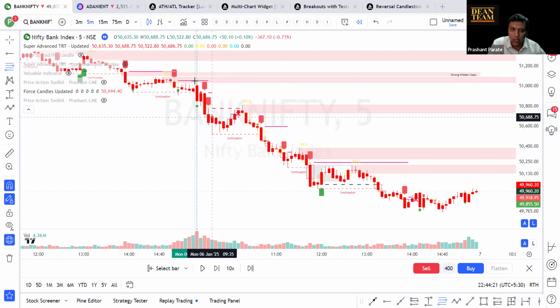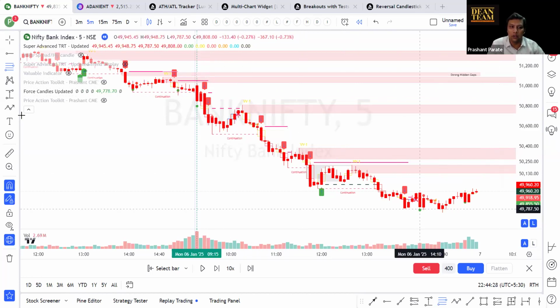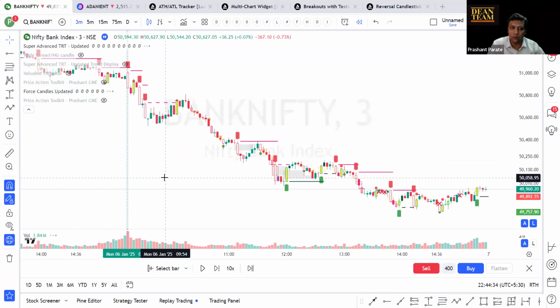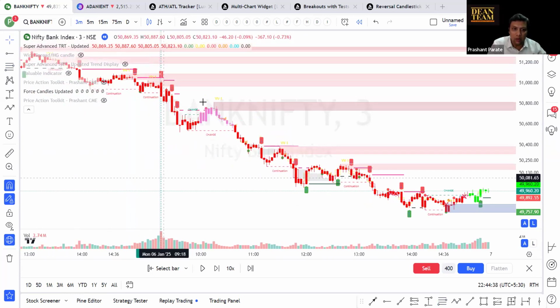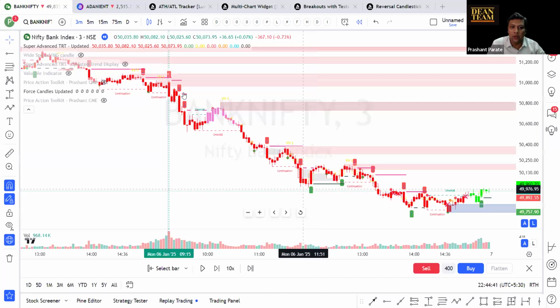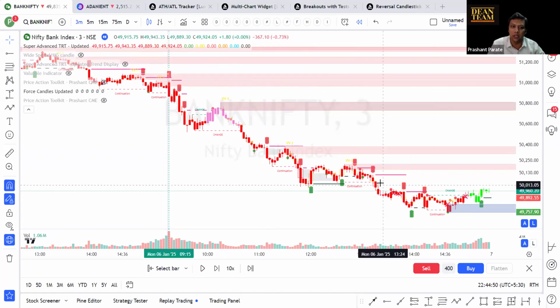From there, it fell down after two strong downward candles, but there is no opportunity to sell on this TRT in the selling area. Then again, what do we have? We have a 3-minute chart. On the 3-minute chart in Bank Nifty on this trading day, we did not have any opportunity to sell short in any selling areas, and prices just kept falling and falling without giving us entry in the selling area.